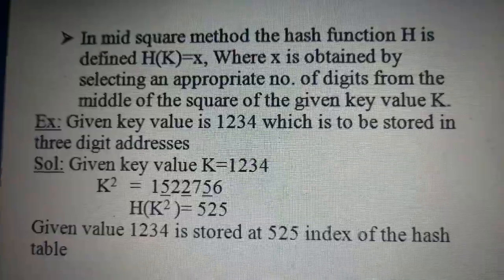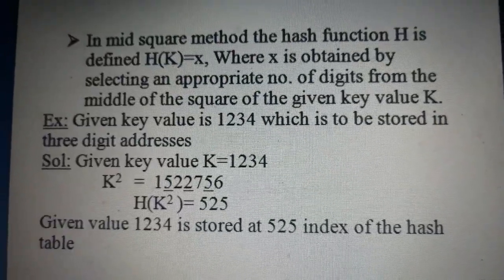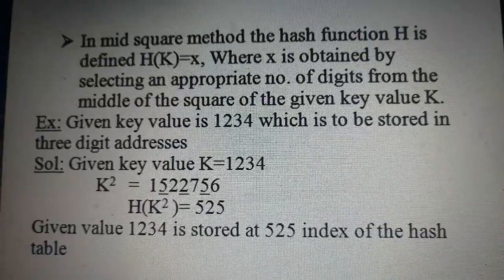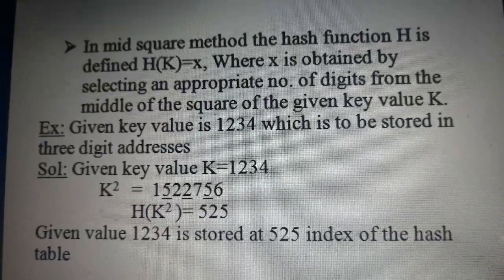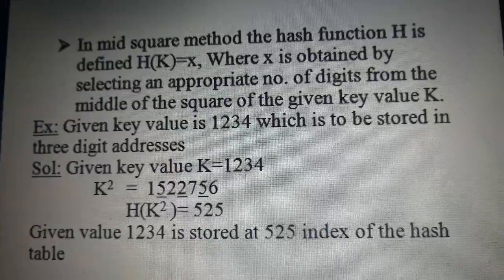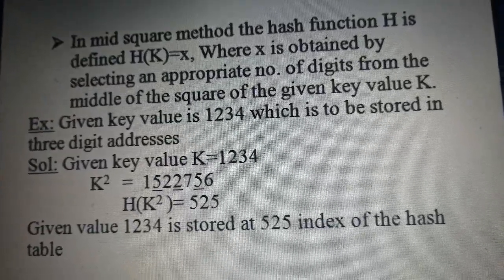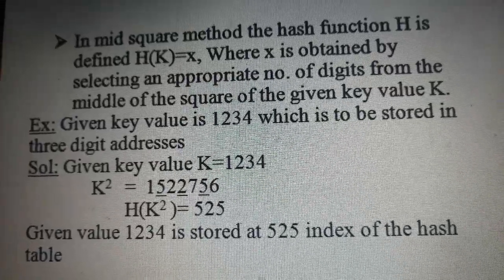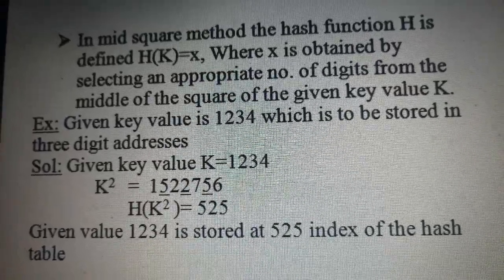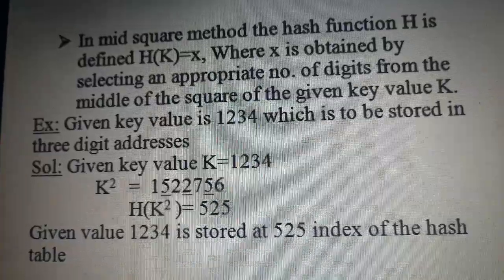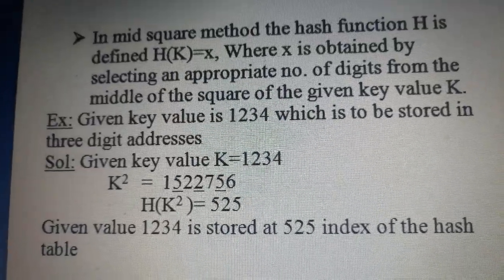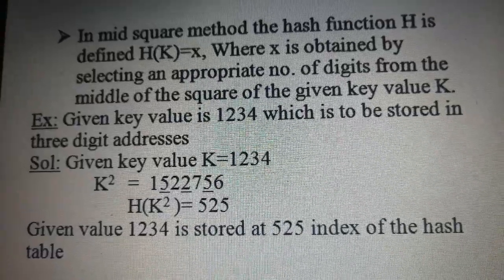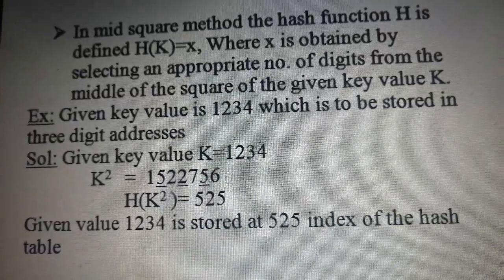The next method is the mid square method, which is somewhat difficult to implement. In the mid square method, whatever value we have, we square that value and take the mid digits from the squared number. Suppose we have the value 1234. With the mid square method, we perform the square to that value.